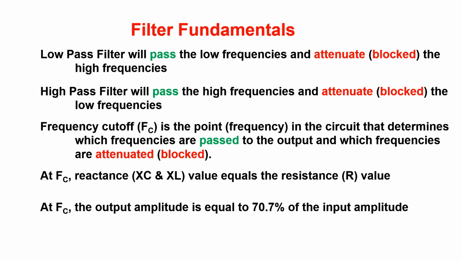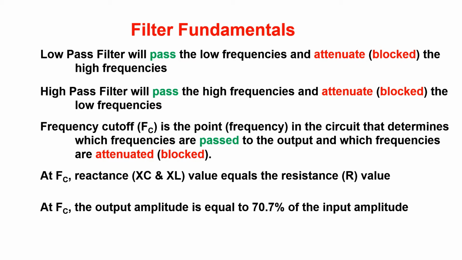At FC, XC and XL values equal the resistance value. At FC, the output amplitude is equal to 70.7% of the input amplitude. For example, say we have a 100 volt signal coming in. At FC, we would see 70.7 volts on the output, or 70.7% of the input.